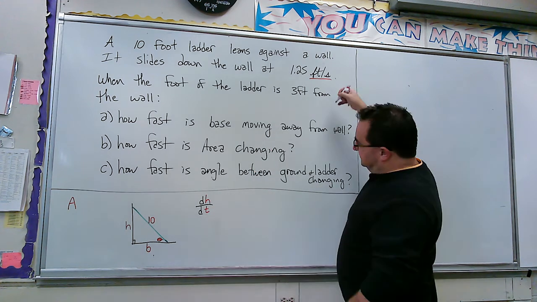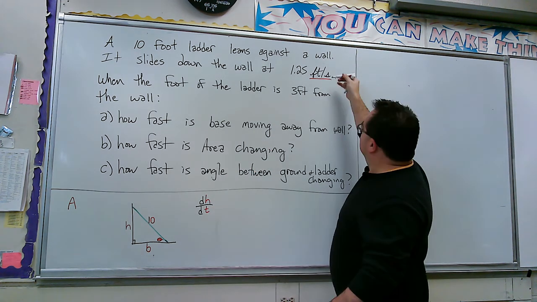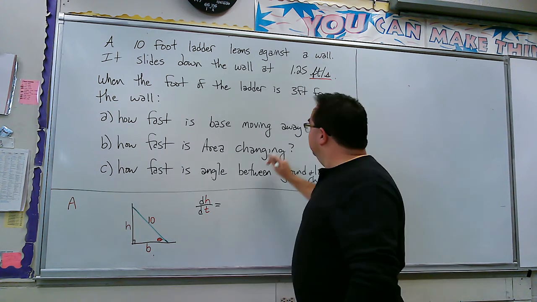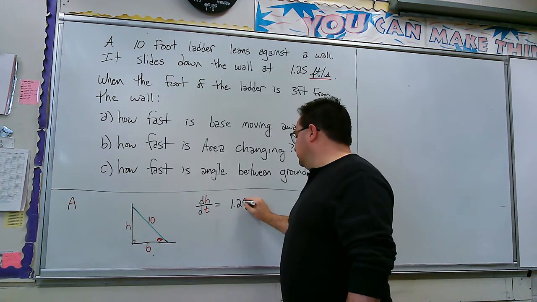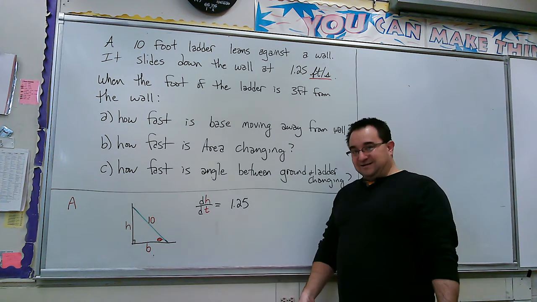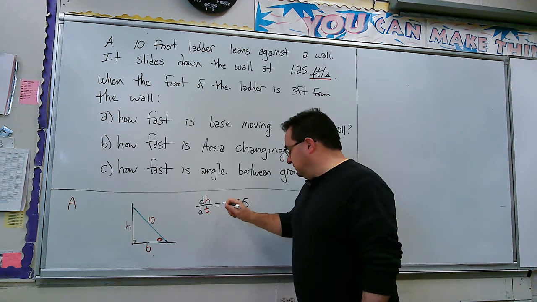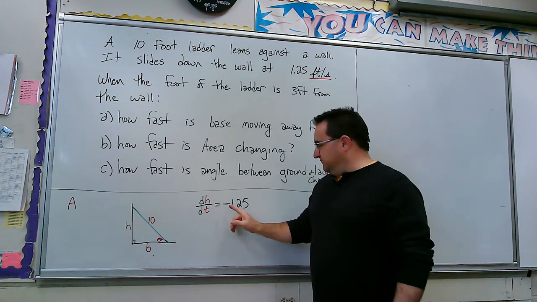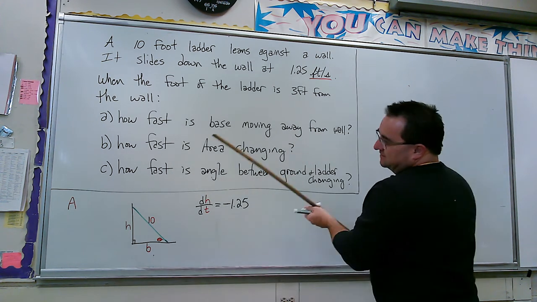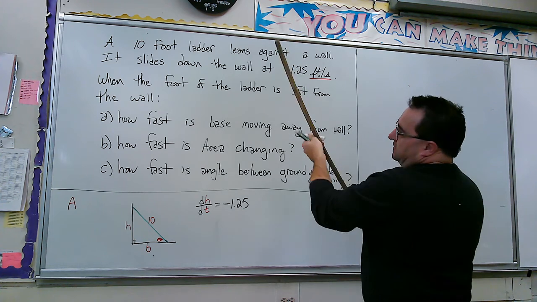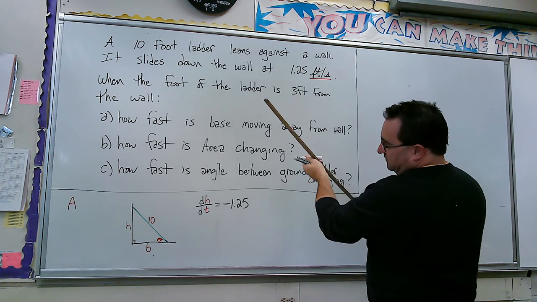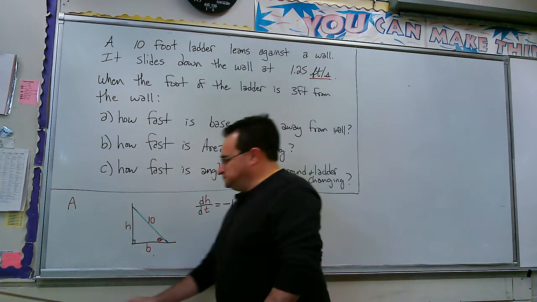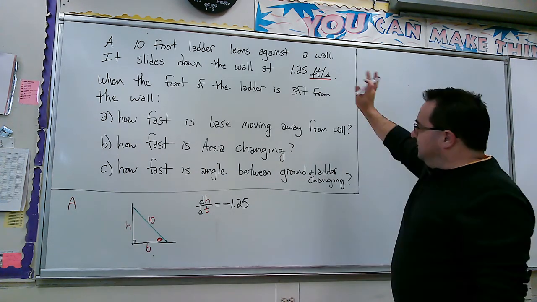And by the way, look at these units. These are height units, feet, over time units, t. And that is given as 1.25 feet. Now in this context, you have to put in that it is negative, because if it's positive 1.25 feet, that means the ladder is going up the wall. If it's minus 1.25 feet, the ladder is going down the wall. This is going down that fast. Okay, that's all the givens.